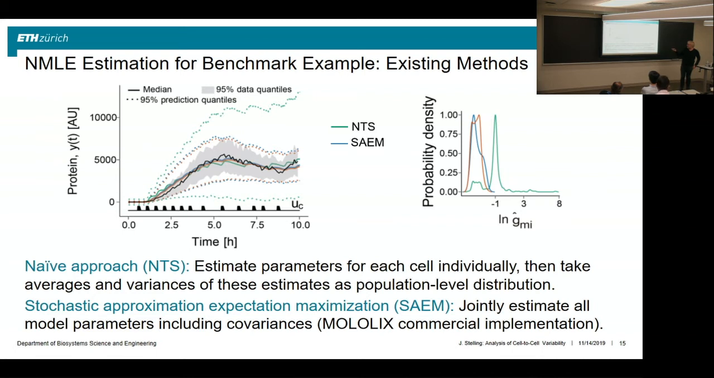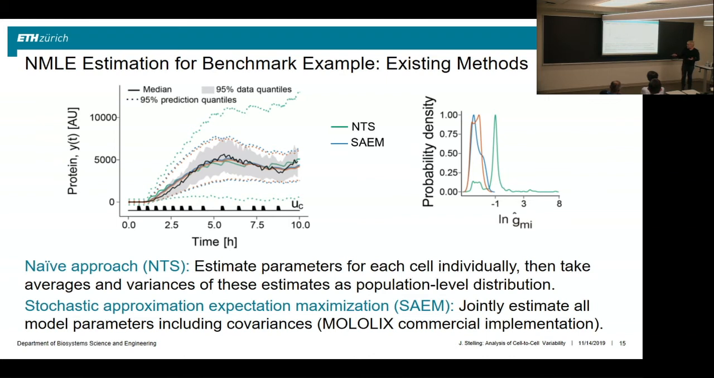If you just look at the green curve here, then this approach gets the median pretty well, but the prediction error for the variances is completely off. So that's the output of this method, for one parameter, the distribution in the population over the parameters of the individual cells.